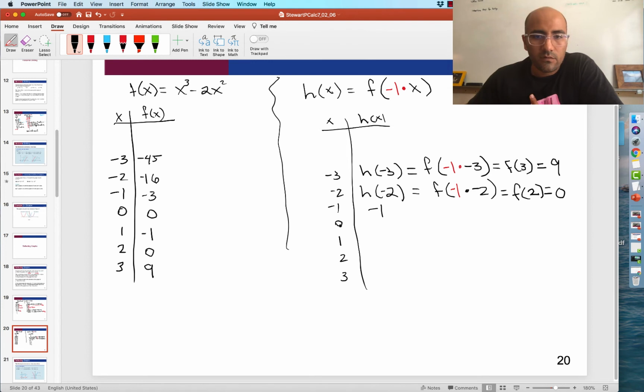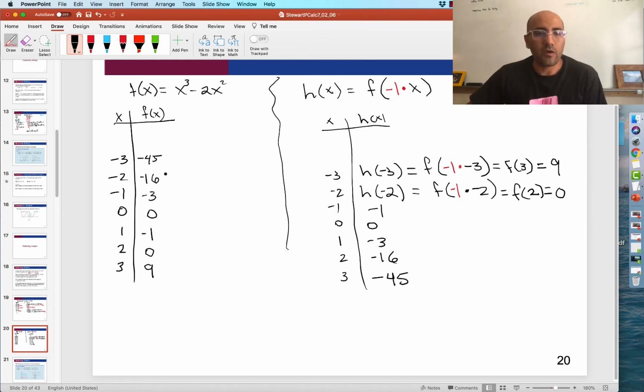So here I can see that this is just going to be a -1, the result from there. And 0: you multiply by -1, you still get 0. So 0 still gives you the same output as 0. 1 is going to give you the same output that you normally got under -1, so this is going to be equal to -3. And 2 gives you the same answer as -2, and it's -16. And 3 gives you the same answer as -3, so that's going to be -45.